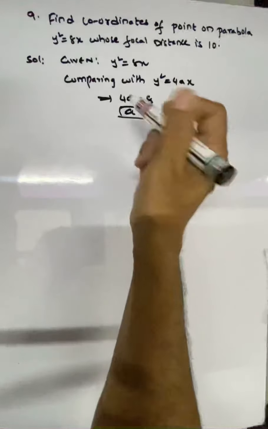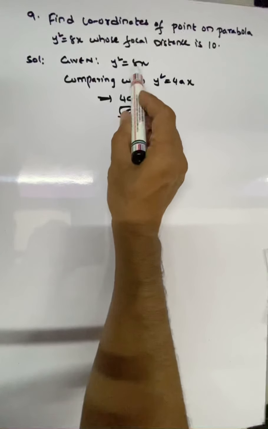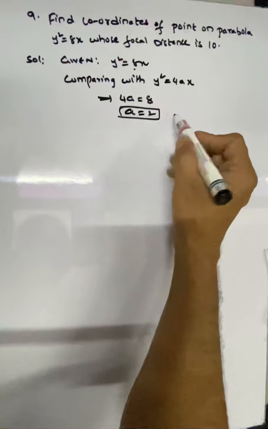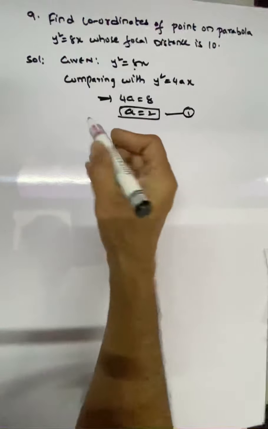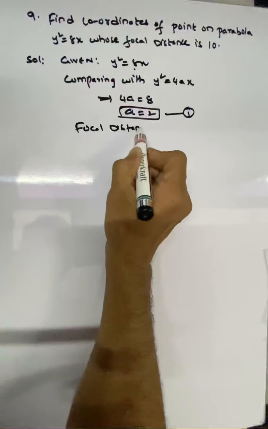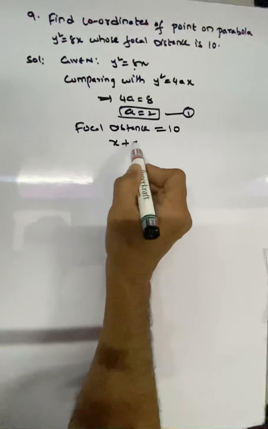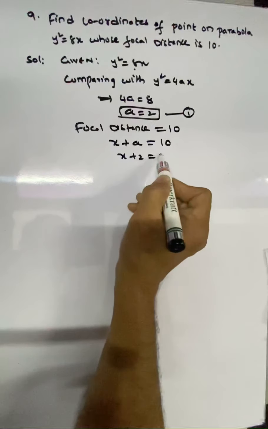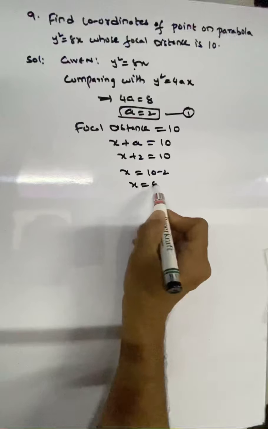Whenever you find any parabola equation given in the question, immediately equate 4a with this value, then find the value of a. If you got the value of a, this will be our equation 1. Then focal distance 10 is given to us. You can write focal distance or focal length is equal to 10. Focal distance is x plus a equals 10. x plus 2 is equal to 10. Then x is equal to 10 minus 2. x is equal to 8.